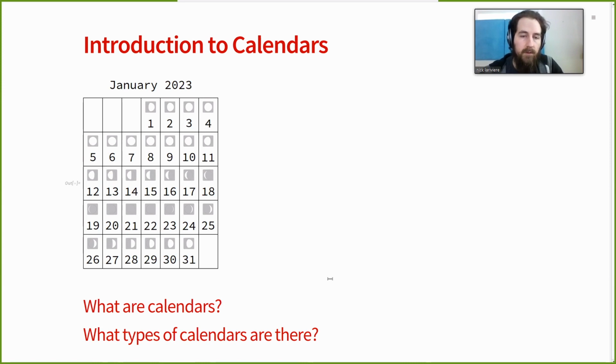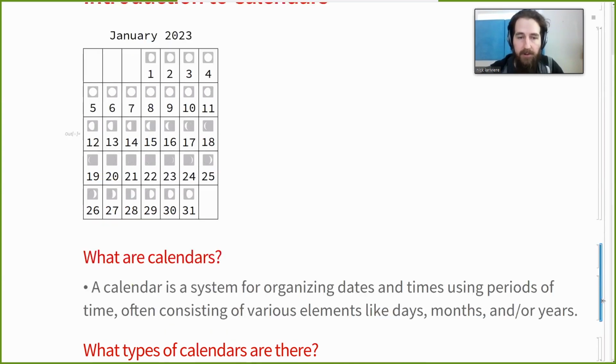So, since dates are based on calendars, what exactly are calendars? We're familiar with looking at a calendar on a day-to-day basis, but where does this notion of time actually come from? A calendar is a system of organizing dates and times into periods of time, usually consisting of multiple elements like days, months, and or years.